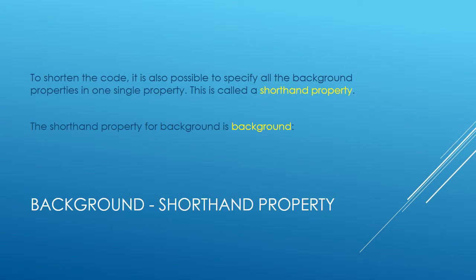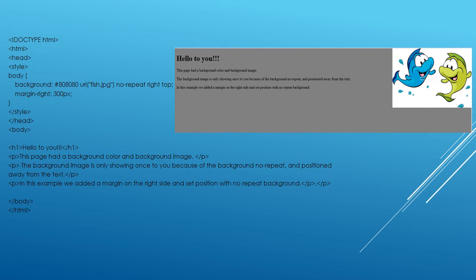To shorten the code, it is also possible to specify all the background properties in one single property. This is called a shorthand property. The shorthand property for background is background. Example of a background image with a fixed position and background color.